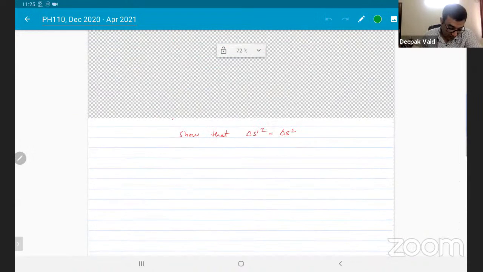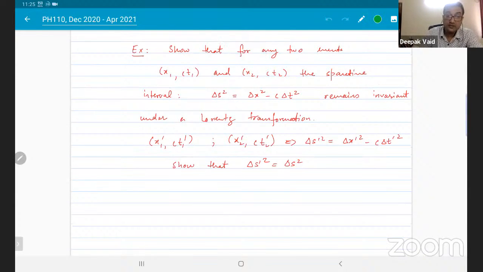Okay, so I had asked you to do this exercise. Did anybody try this exercise? Can you raise your hands in the Zoom window if you tried this exercise? Do you know how to use the raise hand option in Zoom? Yes, no? Well, nobody's raising their hand. Raise your hand if you know how to use the raise hand option in Zoom. That will tell me that you know how to use it.